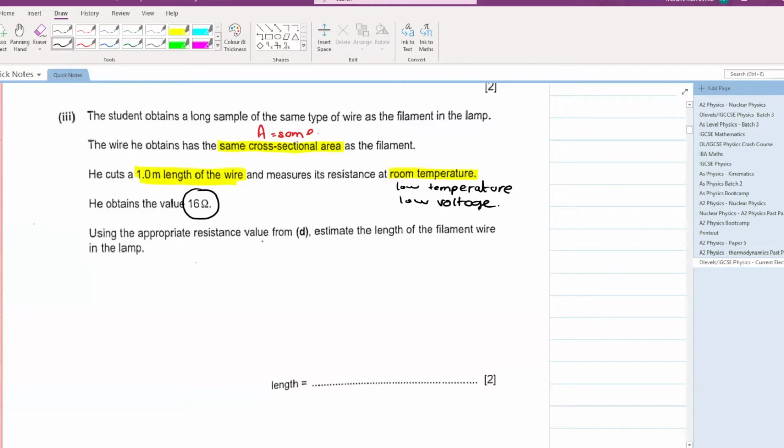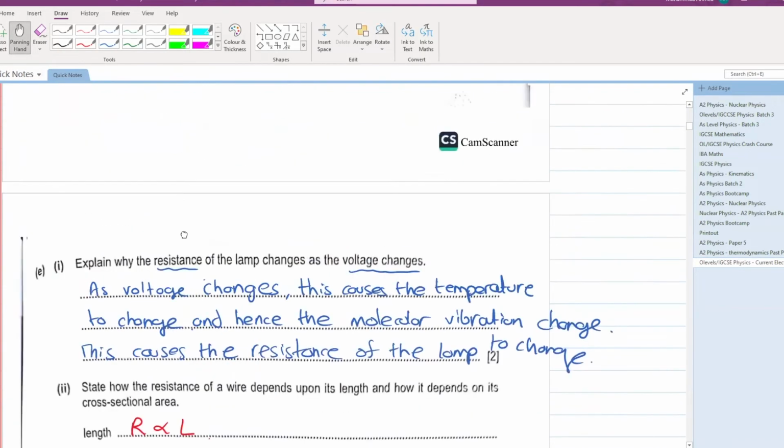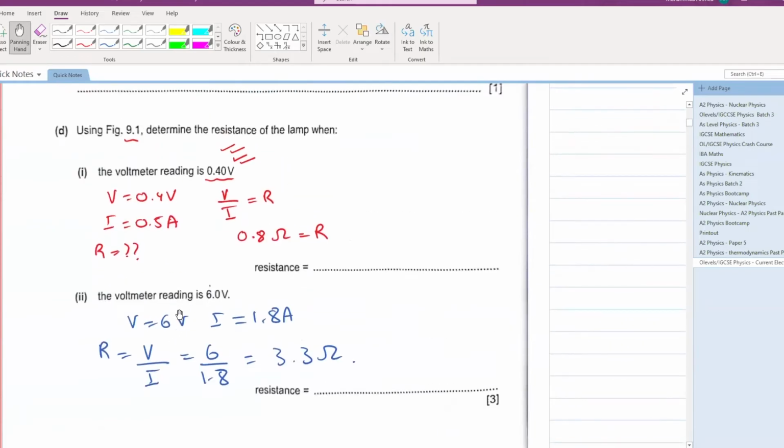Use the appropriate resistance value from D. Estimate the length of the filament wire in the lamp. Okay. So we have to tell what is the length of the filament wire in the lamp. First of all, in part D, you have two voltage values, 0.4 volts and 6 volts. Which one is more reasonable to take? This one. 0.4 volts and a resistance of 0.8 ohm is much more reasonable to take because room temperatures are low temperatures and at low temperatures your voltage will be less.